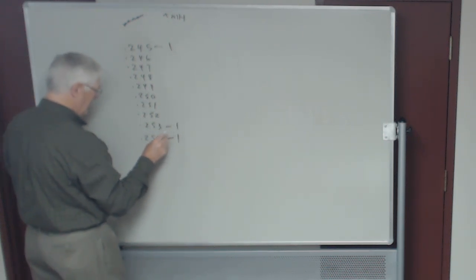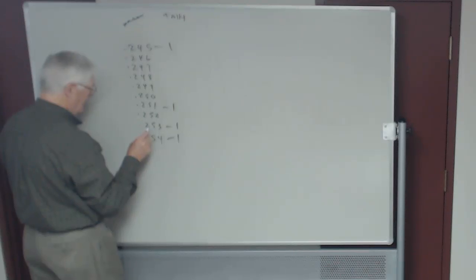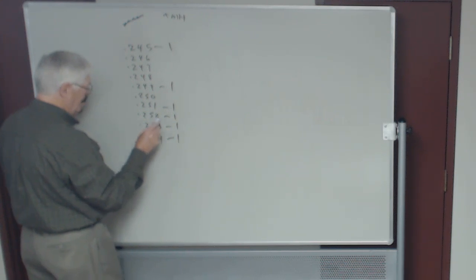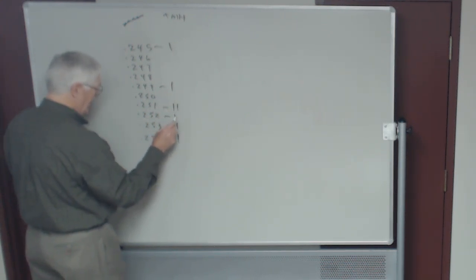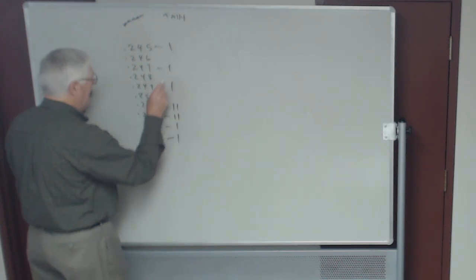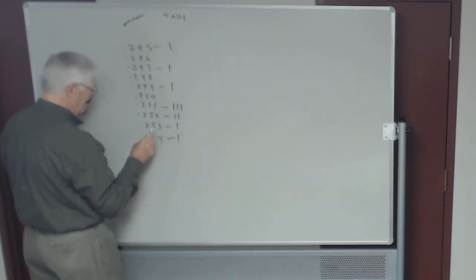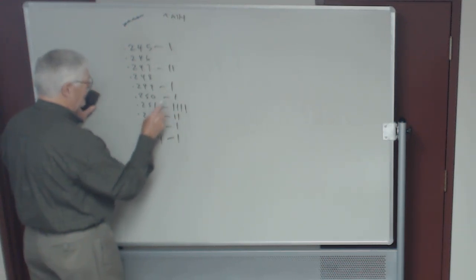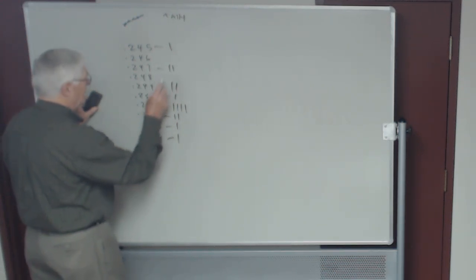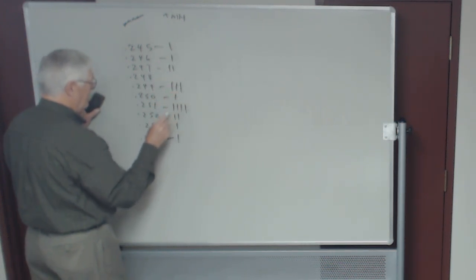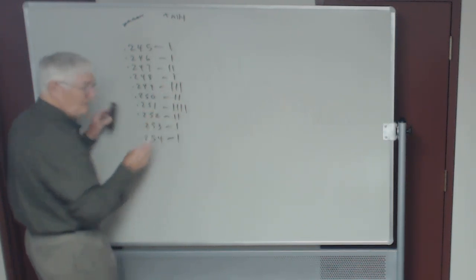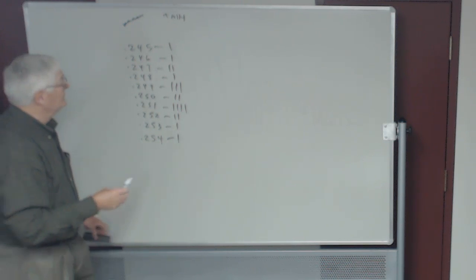0.253. Okay, 0.251. Okay, 0.249. Okay. 0.252. Okay. 0.251. Okay. 0.252. Okay. 0.247. Okay. 0.251. Okay. 0.250. Okay. 0.247. Okay. 0.251. Okay. 0.249. Okay. 0.246. Okay. 0.249. Okay. 0.250. Okay. 0.248. Okay. Everybody see what we're doing? See the process? So now we've got the tallies.